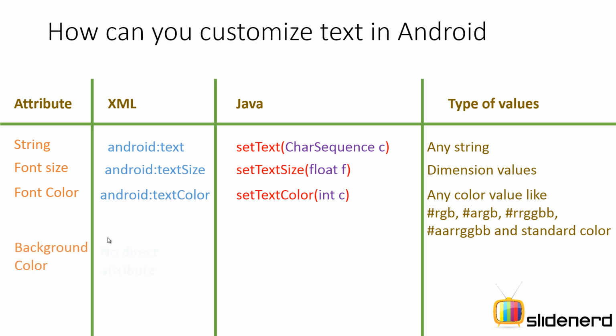And then you have your background color. For this, there is no direct attribute, but you can use the Android background attribute to set values for the background color other than setting an image. And then you have the setBackgroundColor method in Java, which does the same thing. And then again you have any color value. So let's go ahead and actually see what these attributes are and how they work in detail, each of these 4 attributes. And there are more attributes. I'll be talking about those in the next video.